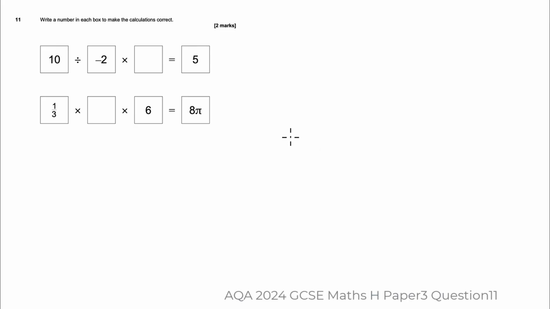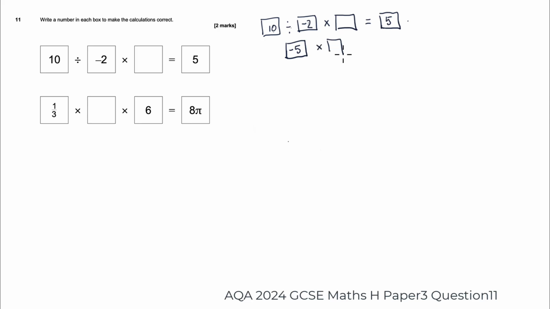Well, here's question 11. I have to write a number in each box to make these calculations correct. So the first one, 10 divided by -2 times we don't know what, and we end up with 5. Well, we can certainly work out 10 divided by 2, positive divided by negative, that would be a negative answer, and 10 divided by 2 is 5. So we've got -5 times something gives us 5.